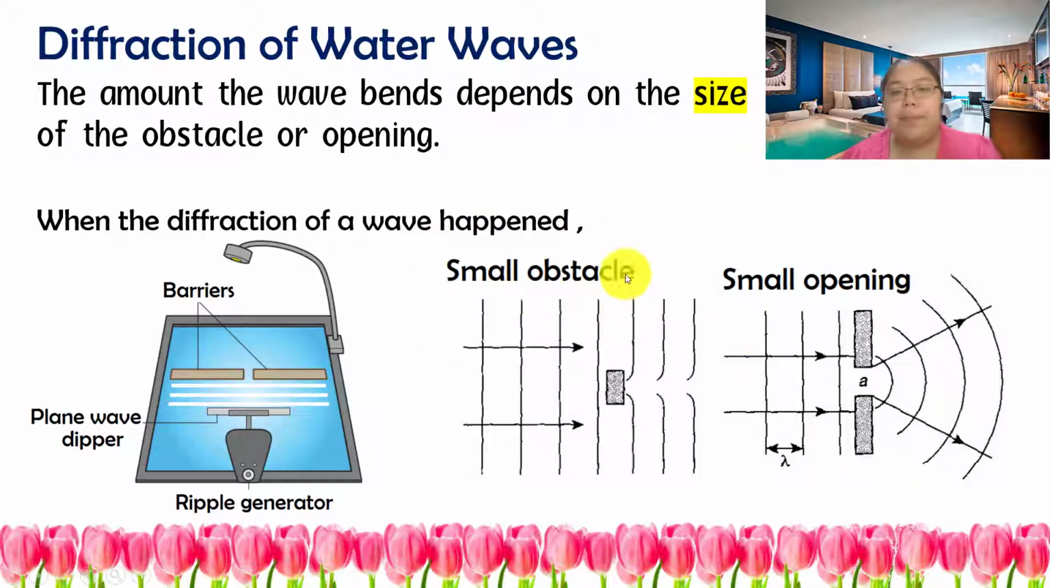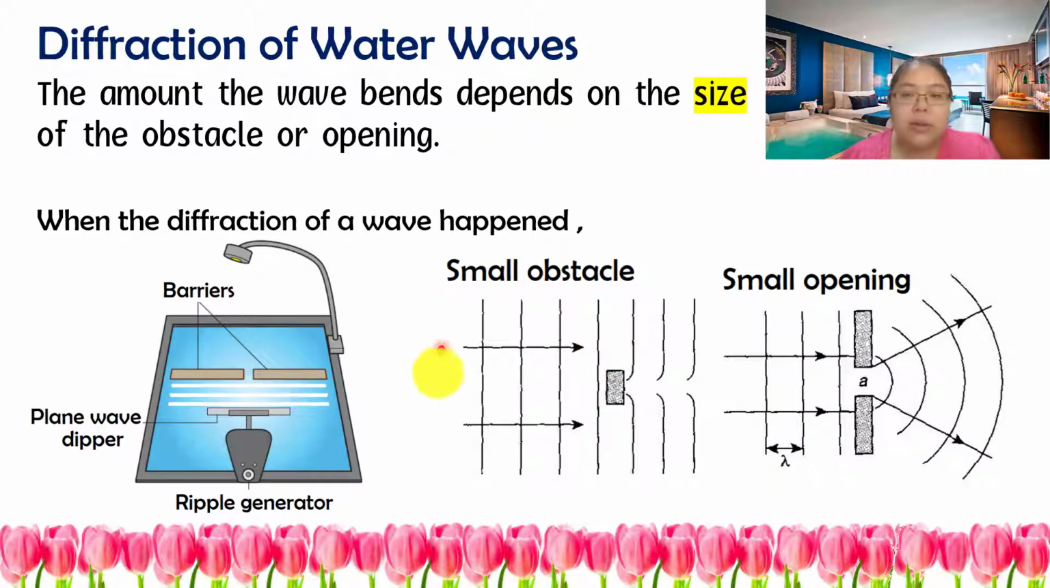Okay, let's see the example here. Here is a small obstacle. Small obstacle means something that is blocking. Okay, this is a small opening. How do we know if it is small or big? We compare by wavelength. If this is the opening, A, and this is lambda, if the opening A is smaller than lambda, it is a small opening. If A is wider, bigger than lambda, we call it a bigger opening. So we take lambda as the standard to compare.